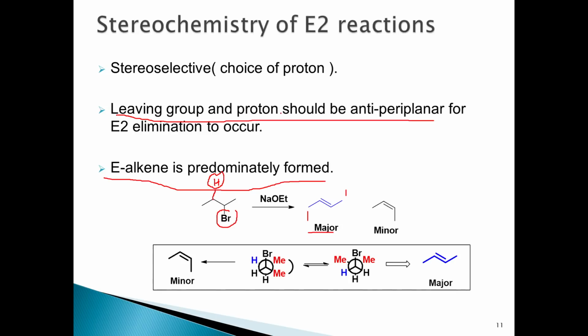Now, why is the E alkene favored, or why should the proton and the leaving group be anti-periplanar? Well, it is all dependent on molecular orbital theory. I would have to draw the molecular picture and then explain why anti-periplanar is favored. But since I don't want to complicate things, to keep it simple, I am not going into the orbital picture of E2 reactions.